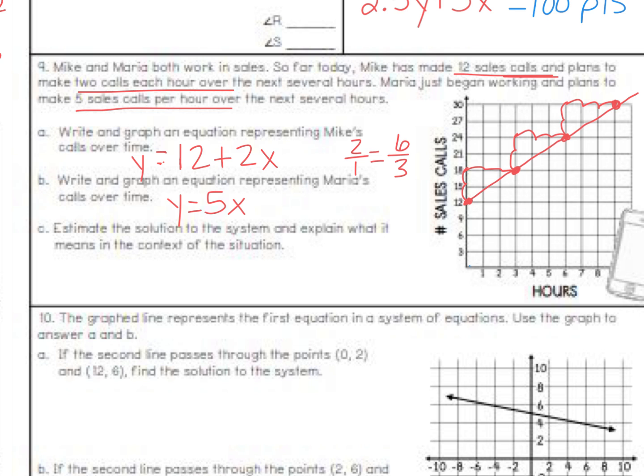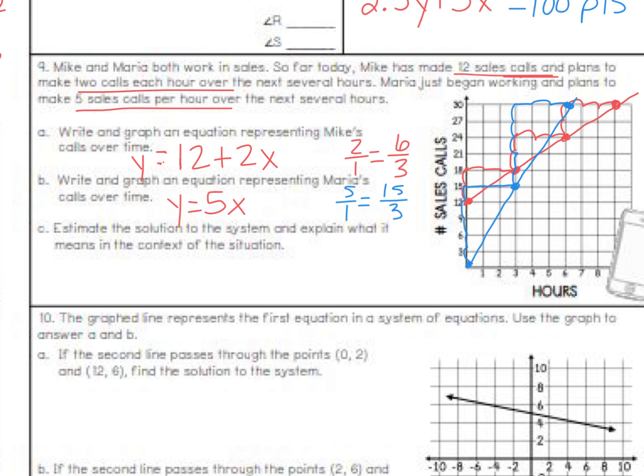Now Maria, she just started. She hasn't made any calls yet, so she's starting at the origin. And she's counting by 5s. And now, again, we're counting by 3s. So if I have 5 over 1 and I'm counting by 3s, I'm just going to say that's the same as 15 calls every 3 hours. Right? So I can go up to 15 over 3. 3, 6, 9, 12, 15, 1, 2, 3. So her line is steeper because her slope is higher.